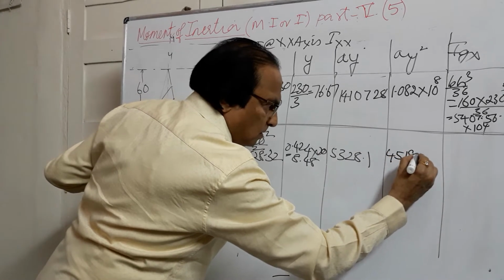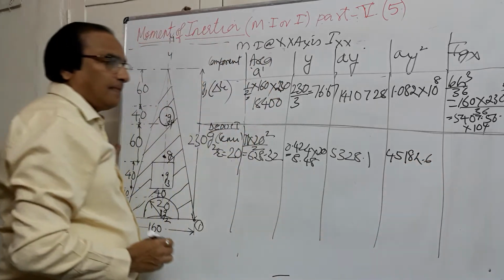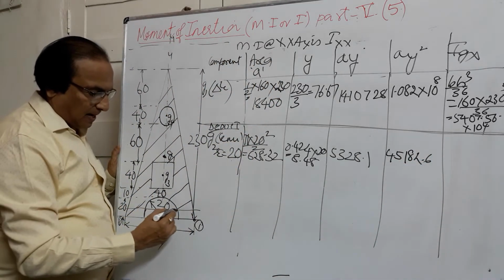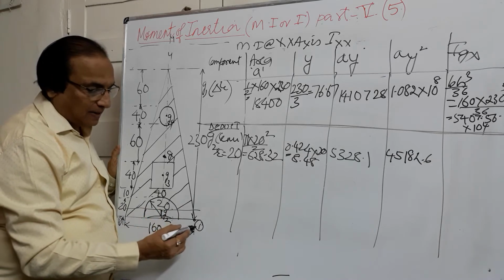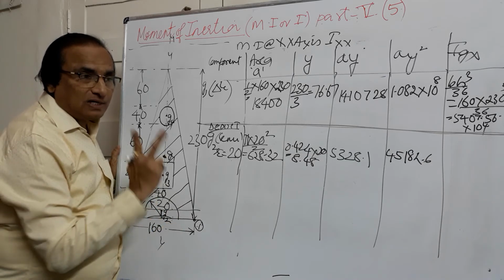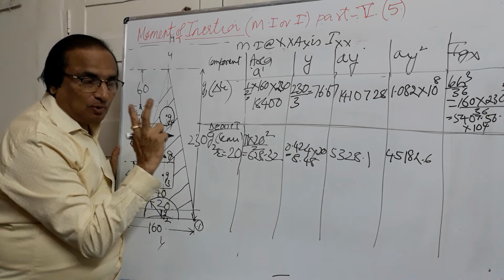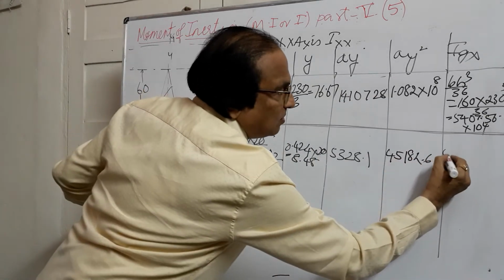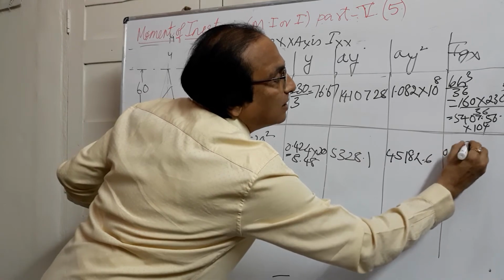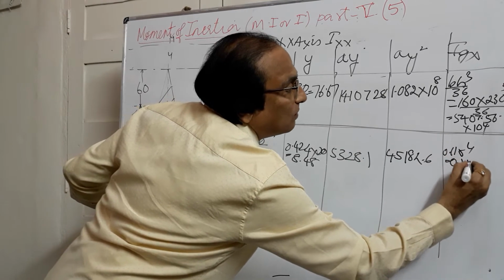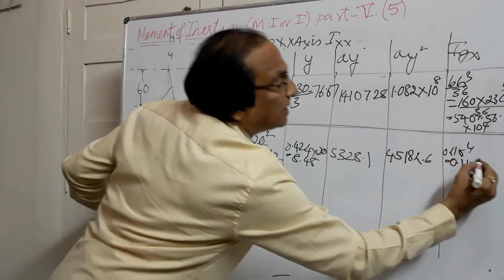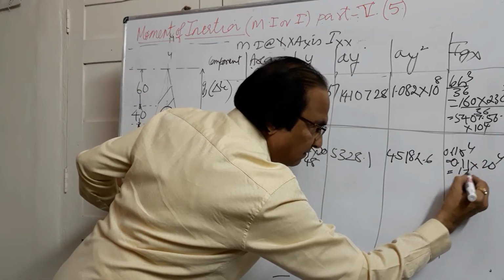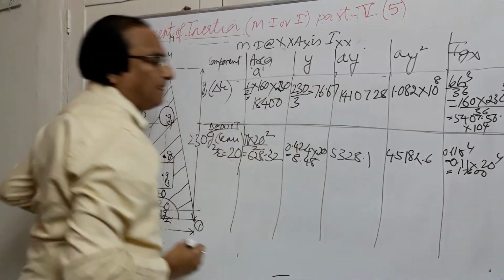Then for the semicircle, if I draw an axis like this, it is parallel to the diameter and it is parallel to 1-1 also. So whenever it is parallel to the diameter, the moment of inertia is given by 0.11 r raised to 4. So this will be 0.11 into r, which is 20, raised to 4. If you simplify this, you get 17600.